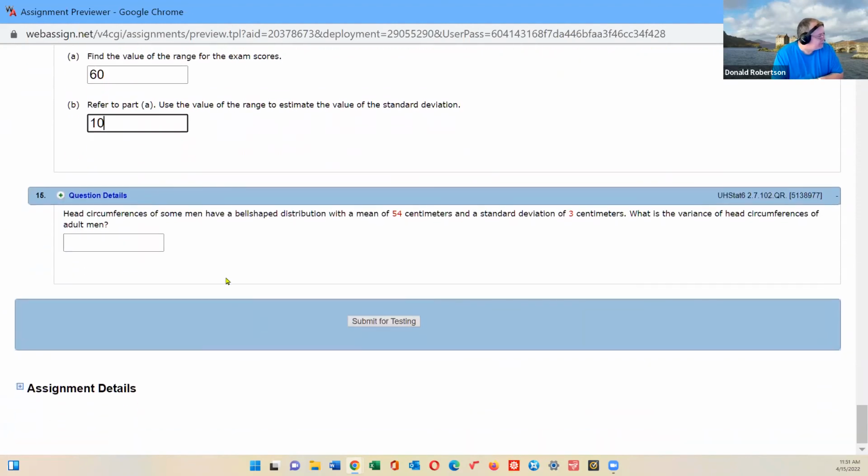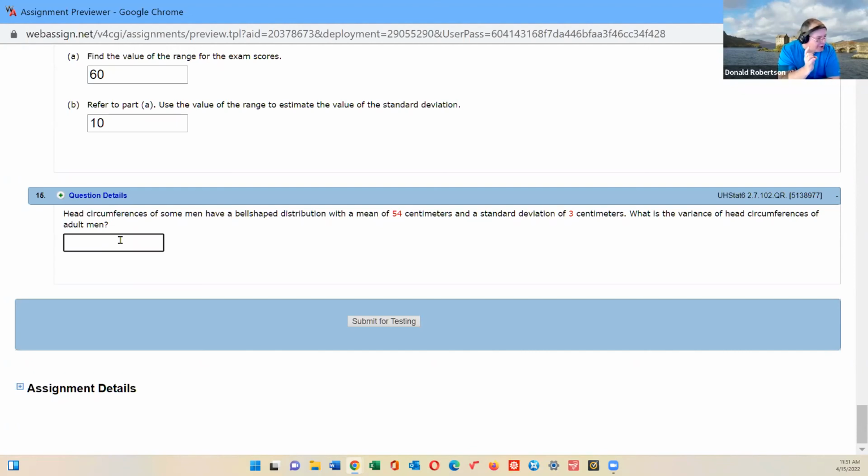Right. Now, the last puzzle question. Head circumferences on some men have a bell-shaped distribution. At least they're not talking about the shape of their head. And the mean is 54 and the standard deviation is 3. What is the variance of the head circumference? We only did variance once.